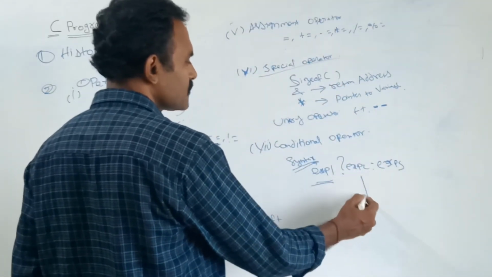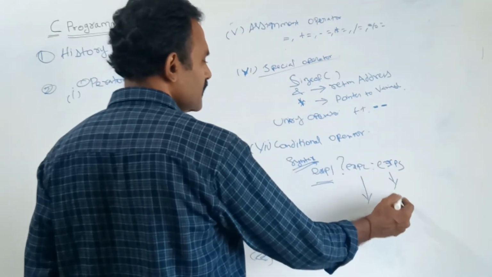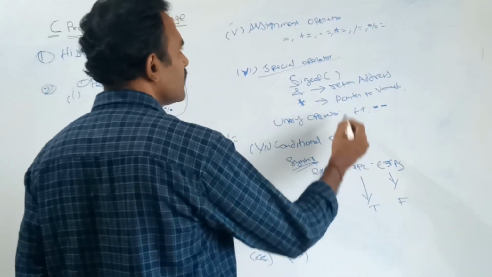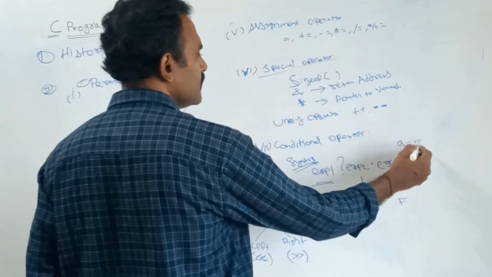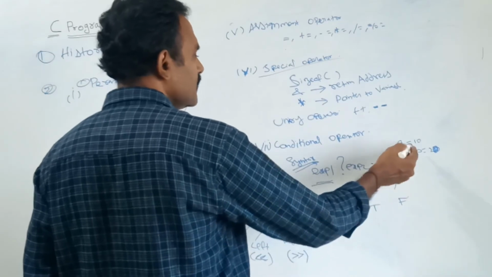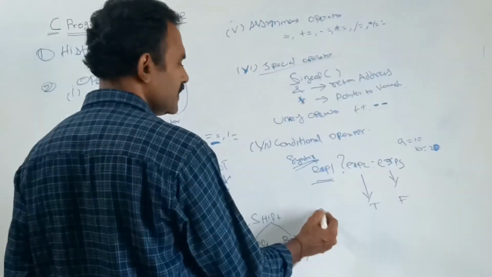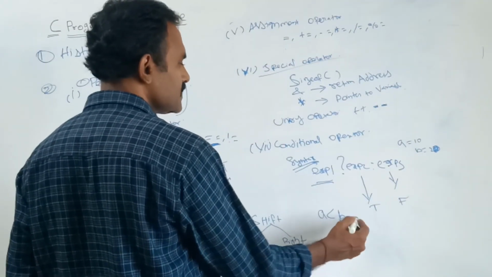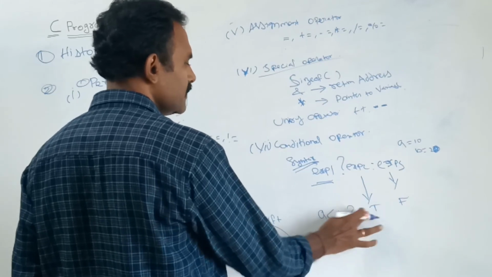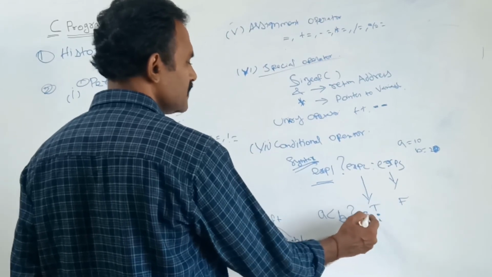If the result is true, expression 2 will be displayed. If the result is false, expression 3 will be displayed. For example, here I am declaring two numbers, a is equal to 10, b is equal to 20. If I want to check the lesser number, the syntax is: expression 1 is whether a is lesser than b. If a is lesser than b, then print expression 2, that is, print a. Otherwise, if it is false, print b.